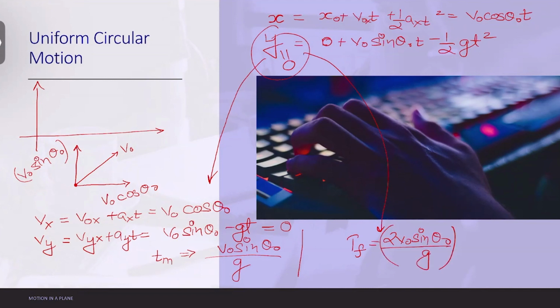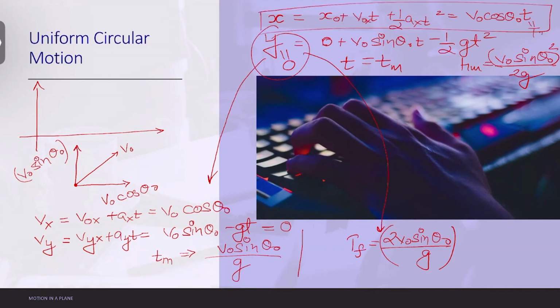Then how to calculate the value of hm? If we put t equal to tm here, we obtain hm, which is equal to v naught sin theta naught whole squared by 2g. And how to obtain the value of range? In the first expression, if you put t equal to capital TF, we obtain the range, which is equal to v naught square by g into sine 2 theta naught.